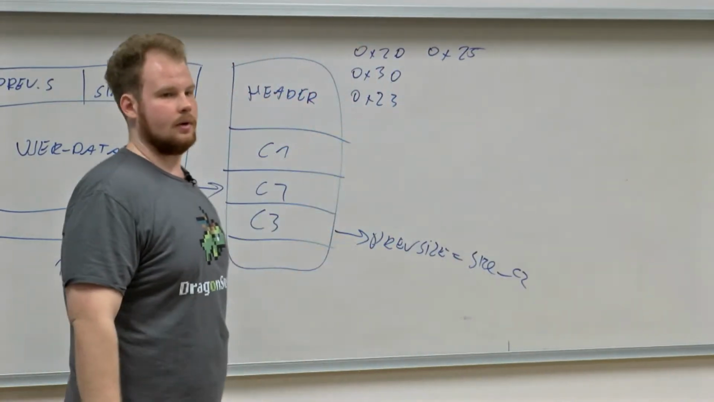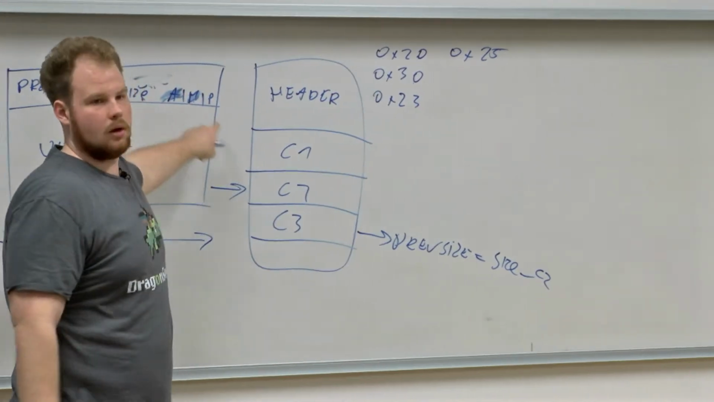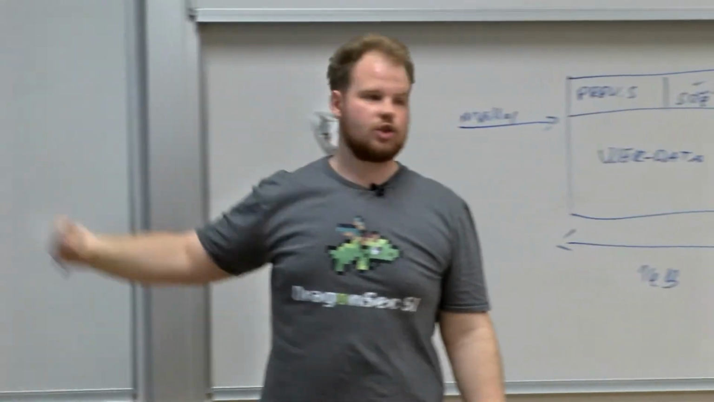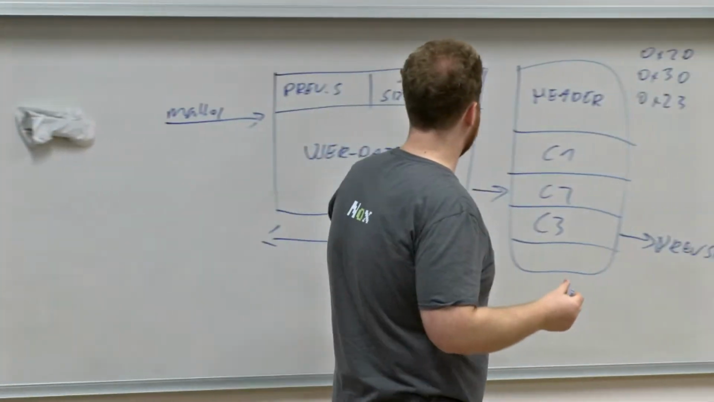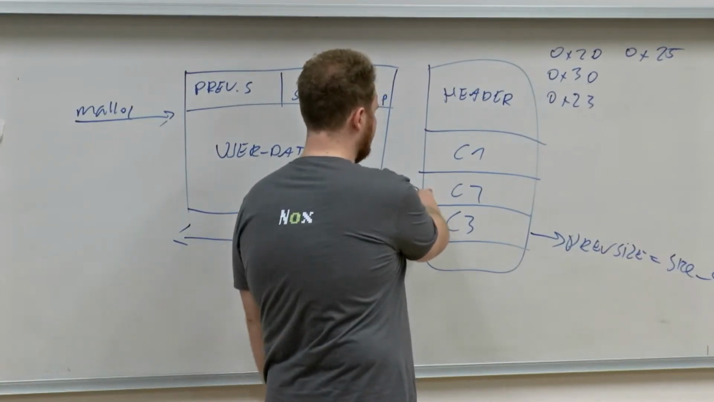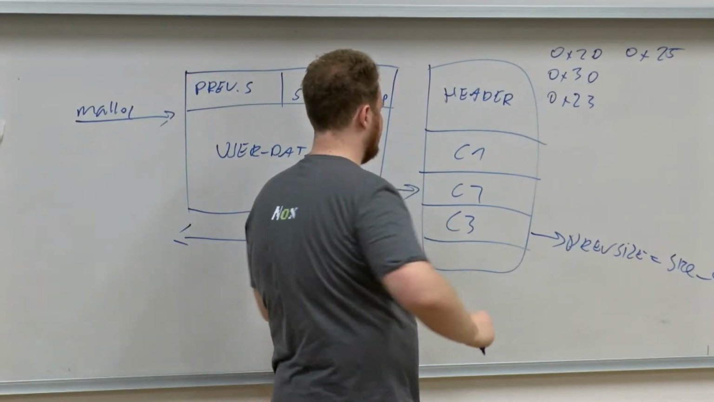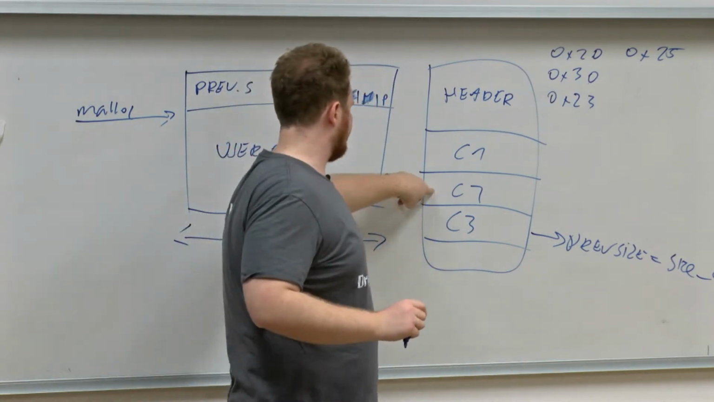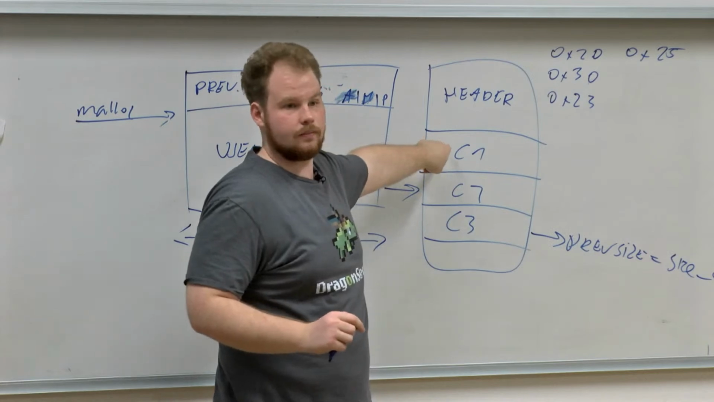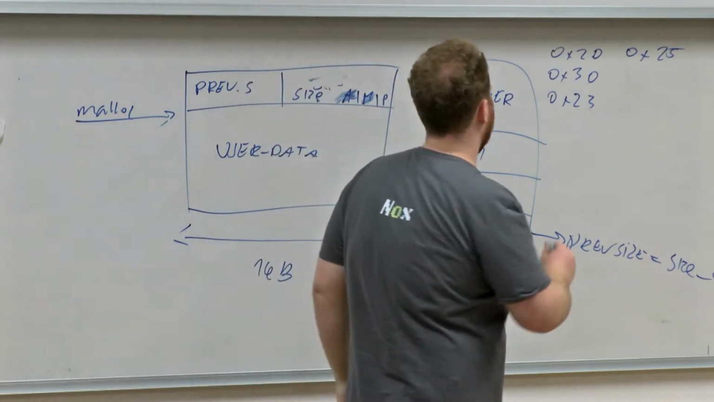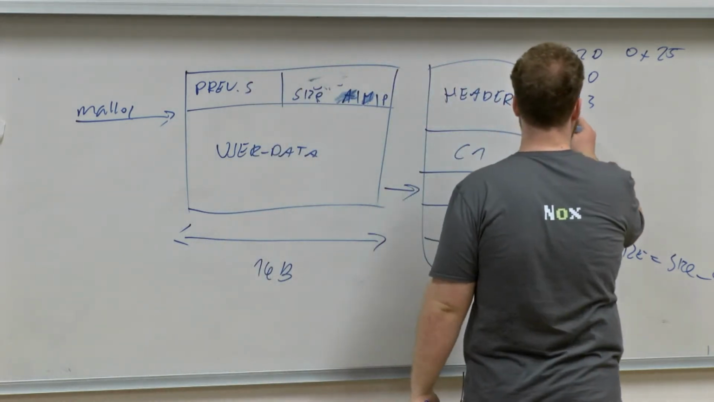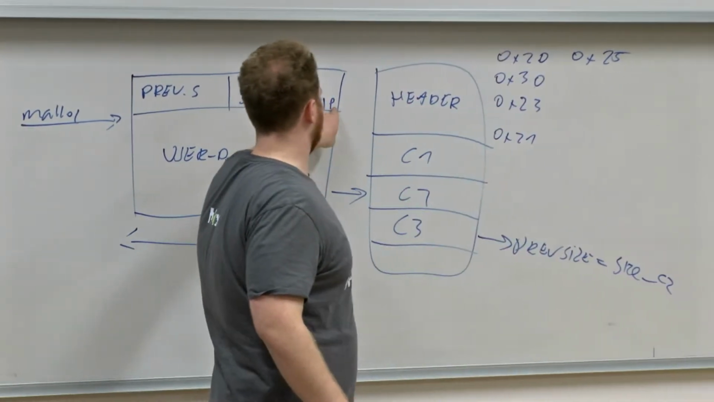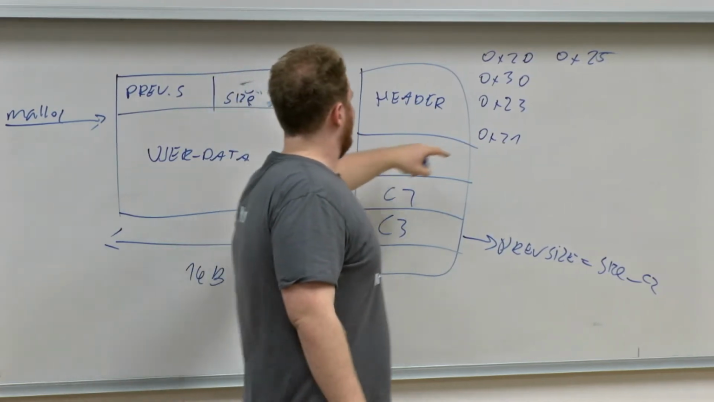Because the first 2 bits are set, so it's 3. 2 plus 1. And also, the P bit says that the previous chunk is also allocated. So in this scenario, before we freed C2 and C3, both of them had the P bit set to 1, because the chunk above is not free, it is in use. And that's why always when you allocate, you get the size of something 1, because this bit is set to 1.